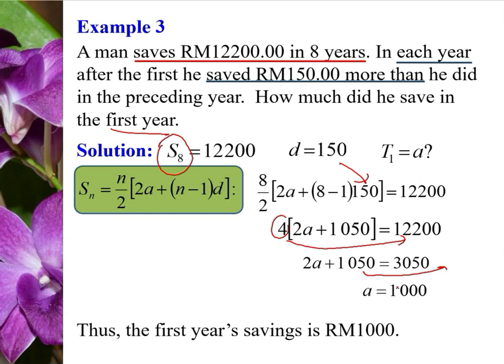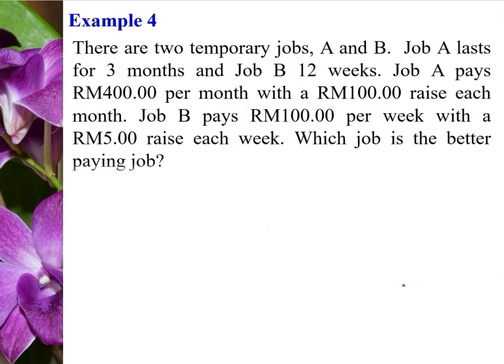Example 4. There are 2 temporary jobs, A and B. Job A lasts for 3 months and job B 12 weeks. Job A pays 400 ringgit per month with a 100 ringgit raise each month. Job B pays 100 ringgit per week with a 5 ringgit raise each week. Which job is the better paying job?